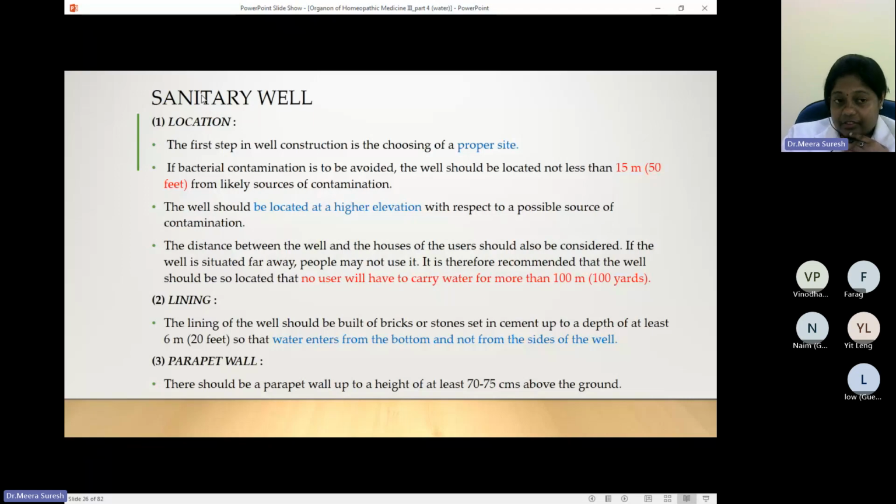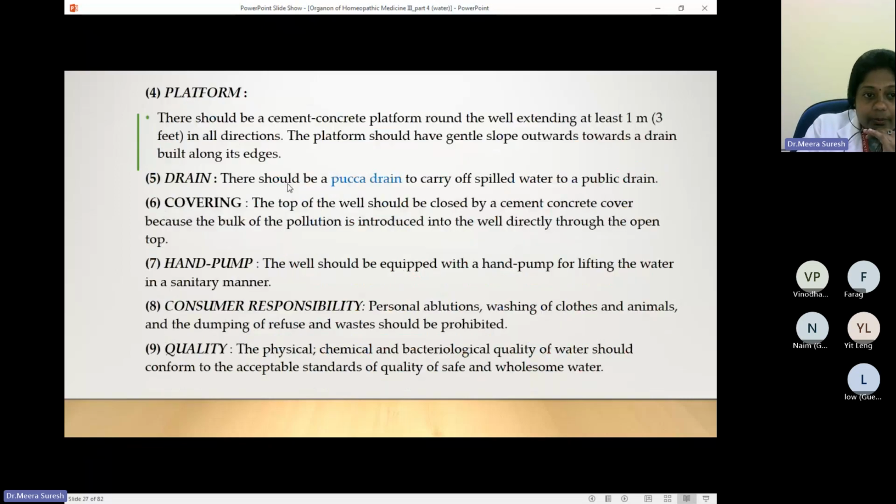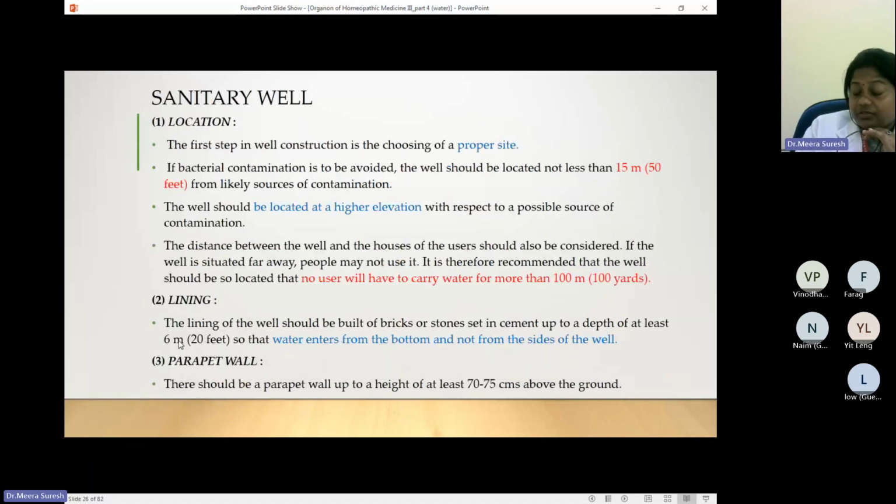Now this can be asked as a short note or a 5-mark question: what should be the requirements to call a well a sanitary well? There are many requirements, about 9 in all. Starting with location, what should be the location of the sanitary well? There are 4 criteria according to location. The first step in well construction is to choose a proper site, and the best site is very important for MCQ also.